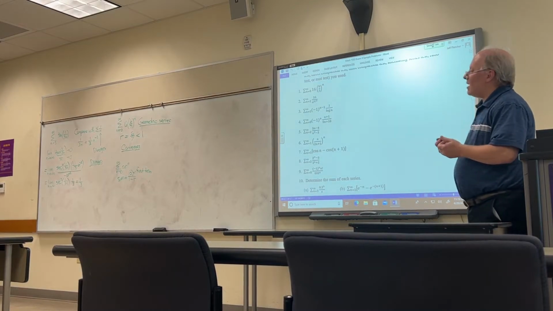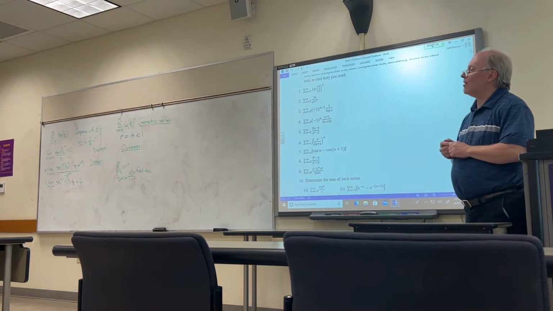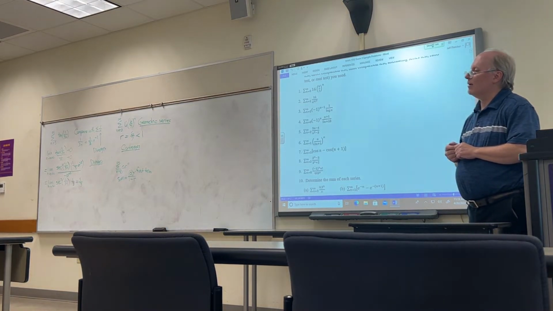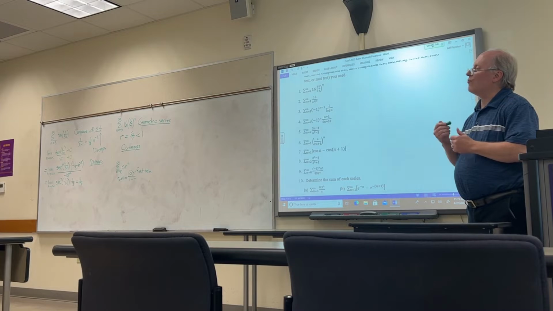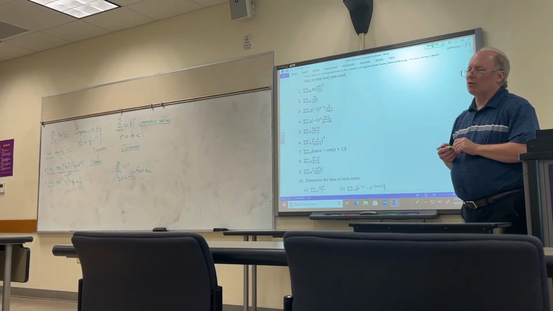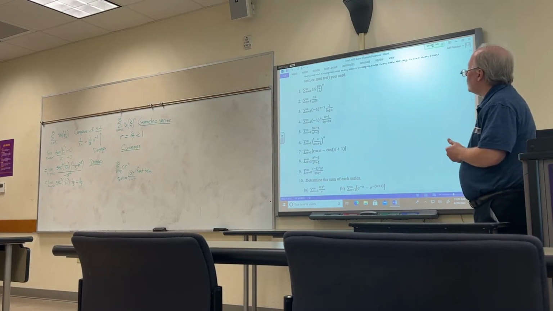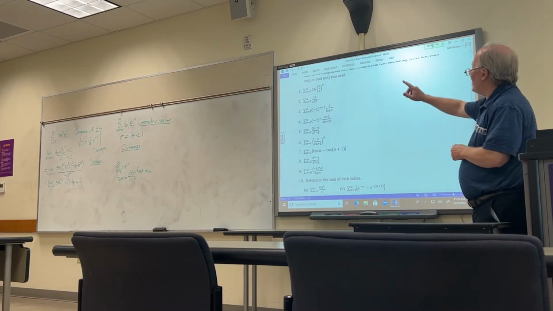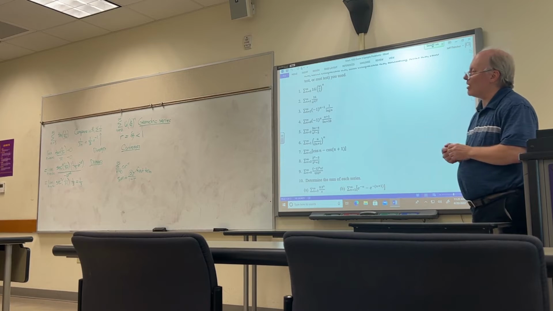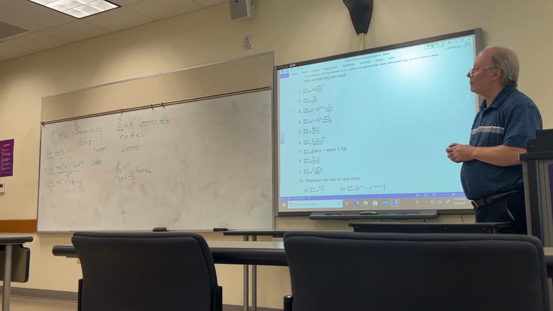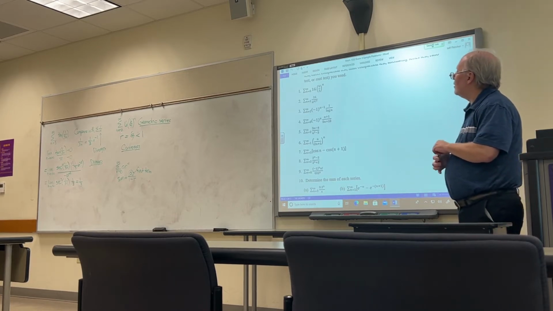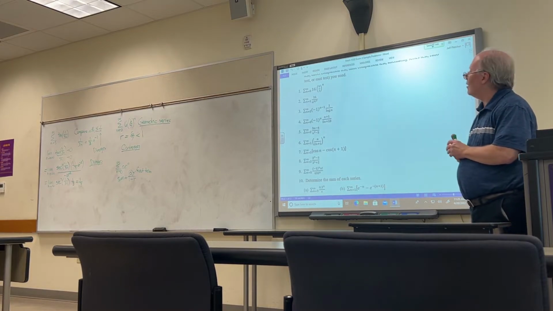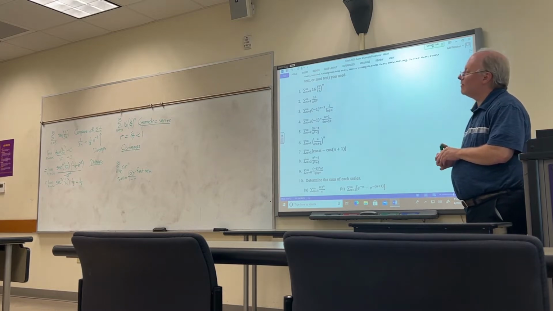So, how do we tell if a P series converges or diverges? It converges if P is greater than 1, and diverges if P is less than or equal to 1. Since 6/7 is less than or equal to 1, that one does diverge. Right. So that's for a P series.